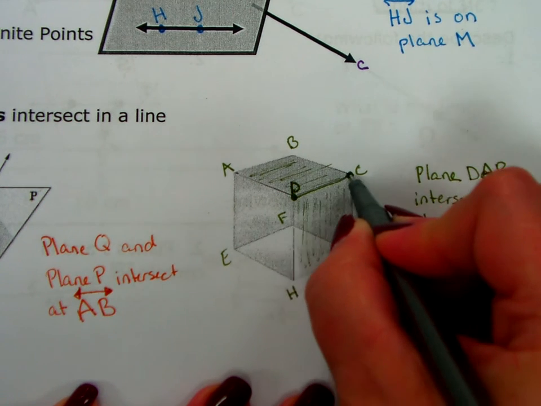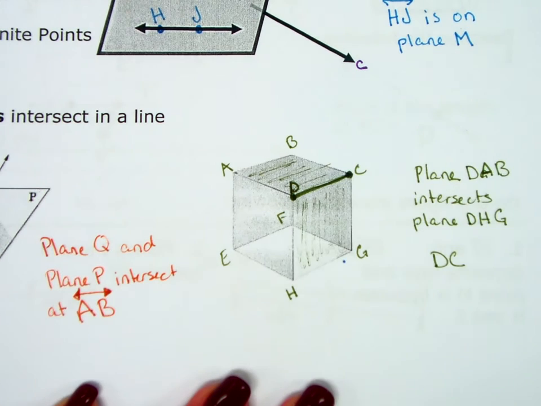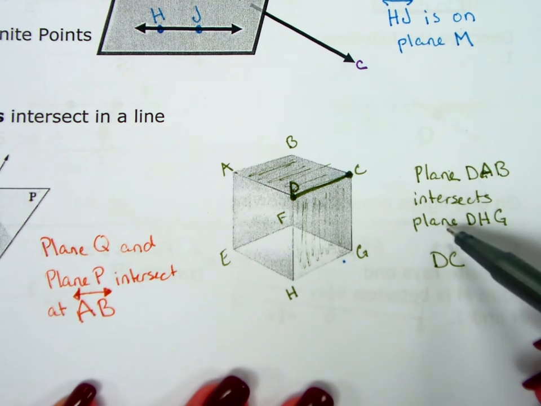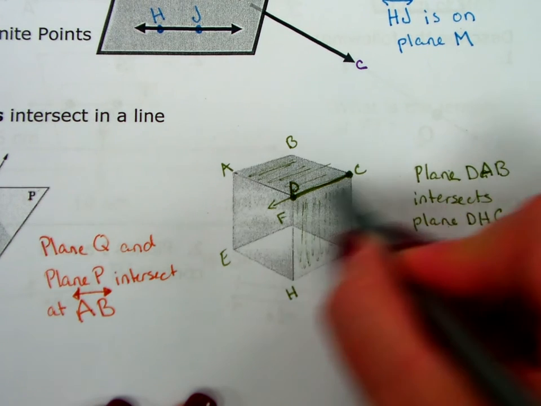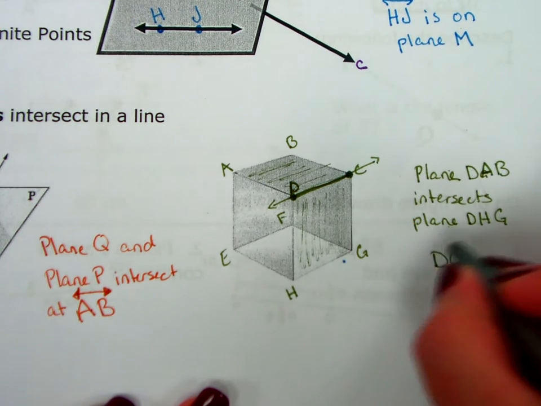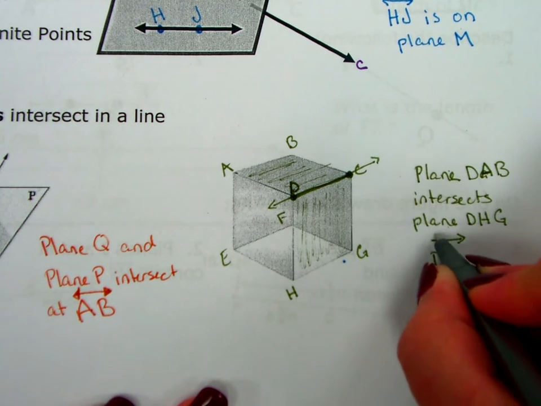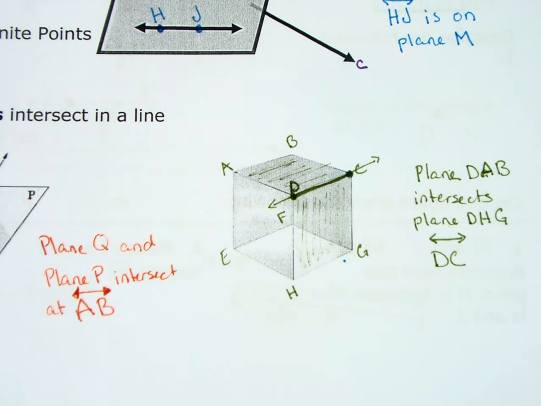Now, in my picture, it's only a segment. Does that mean I name it a segment? No, because I'm talking about plane DAB and the planes go on forever, which means the intersection also goes on forever. So it intersects in line DC. Does that make sense? Hopefully. Yeah. Awesome.